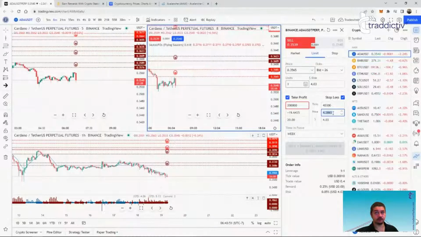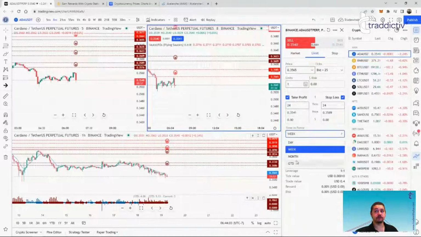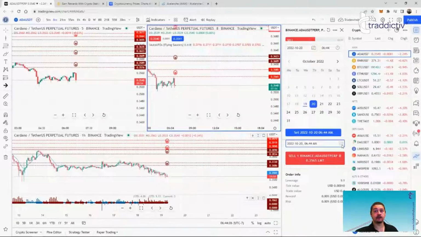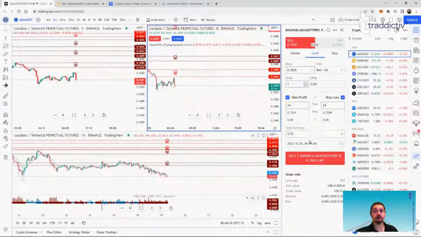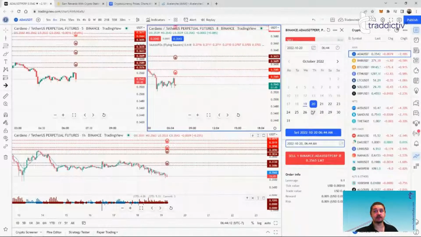So that's going to be 35.89. Right, 24 ticks either way. And we have 3 more hours for this to work, so we're going to make sure this expires by 10 a.m. today.